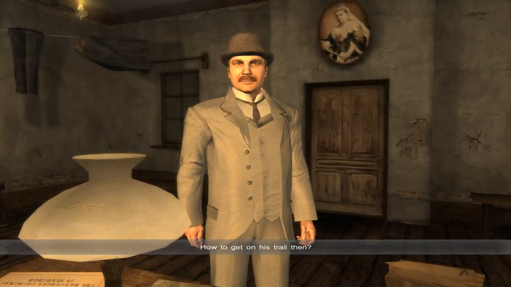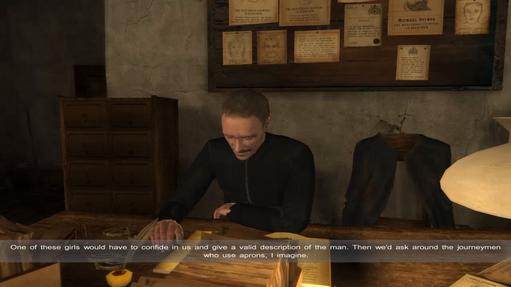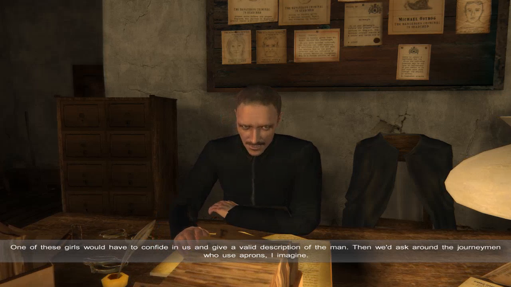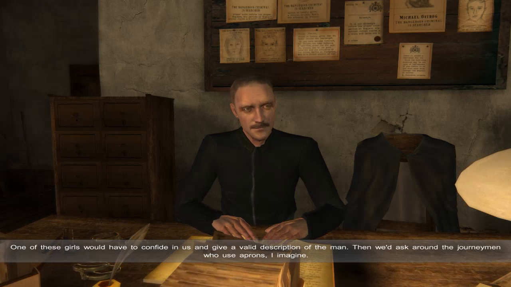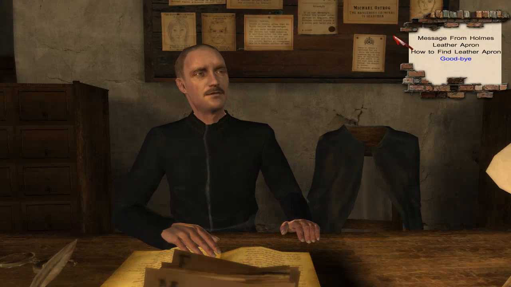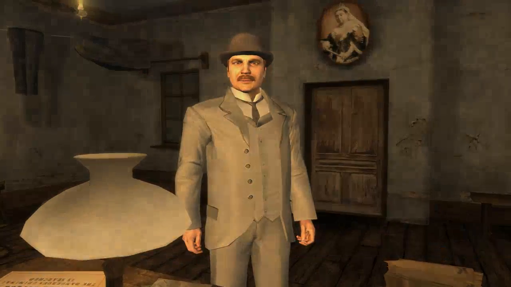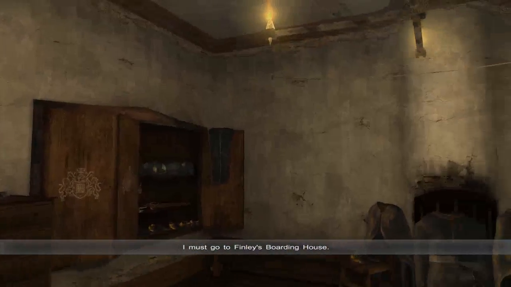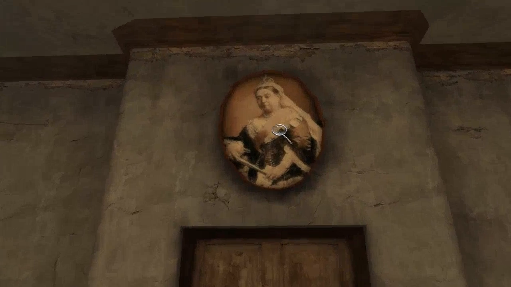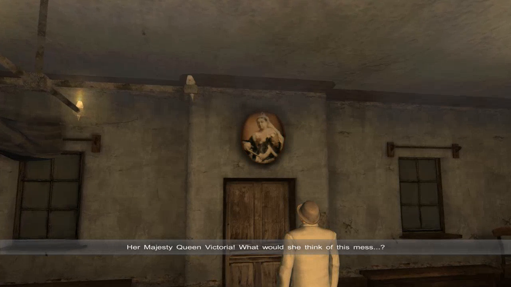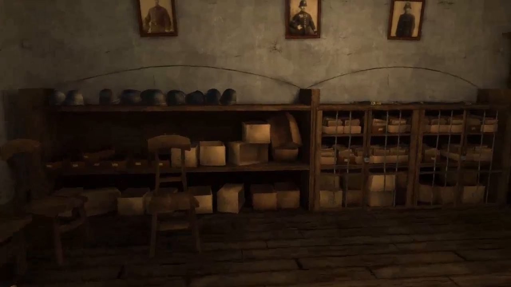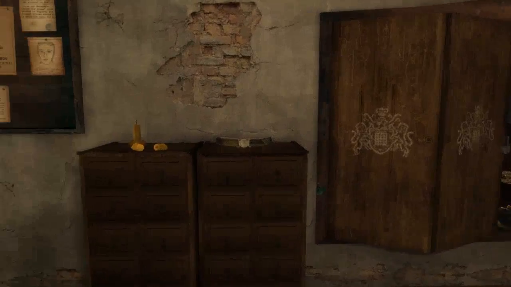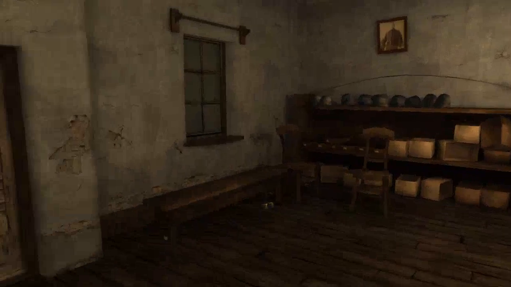How to get on his trail, then? One of these girls would have to confide in us and give a valid description of the man. Then we'd ask around the journeymen, who use aprons, I imagine. Well, goodbye. I must go to... I don't like his voice that much. Her Majesty Queen Victoria. What would she think of this mess? I wonder, Watson. I wonder. Right, let's go.